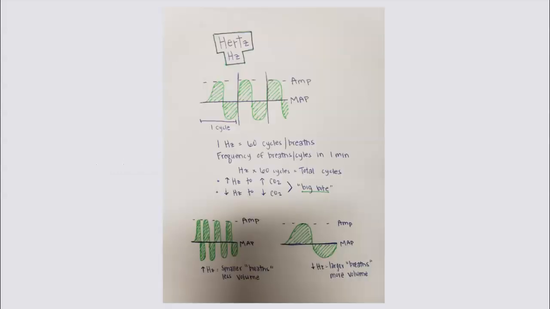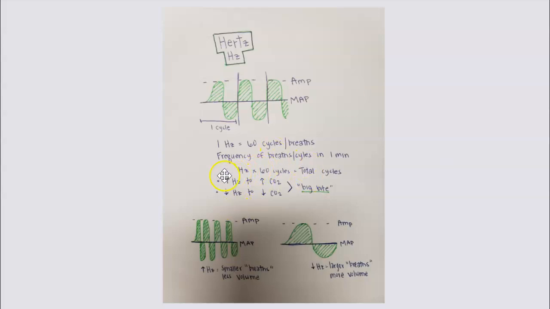So here you can see we have a hertz example here. We have our mean airway pressure, and we have the amplitude that is set and is being reached. 1 cycle, so returning back, that is 1 cycle. So that's 1 frequency, you could say. So 1 hertz equals 60 cycles or breaths in 1 minute.